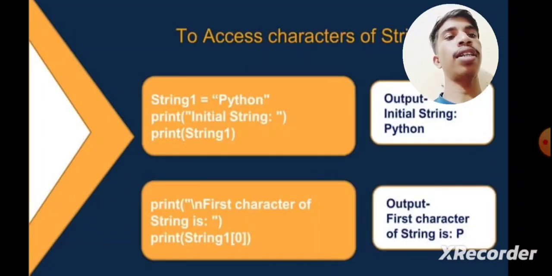To access characters of a string: string1 equals Python, print initial string, print string1. Output: initial string Python. Print first character of string, printing string1[0]. Output: first character of string is P.